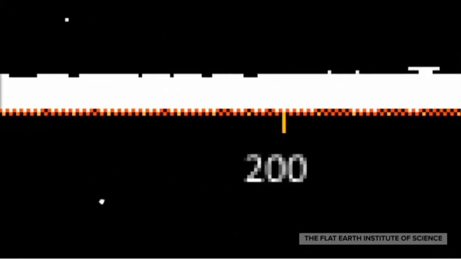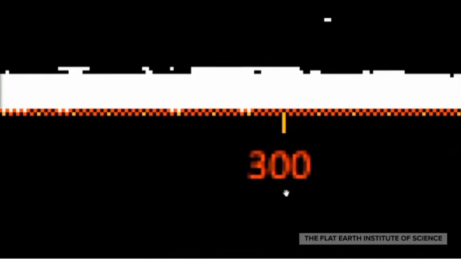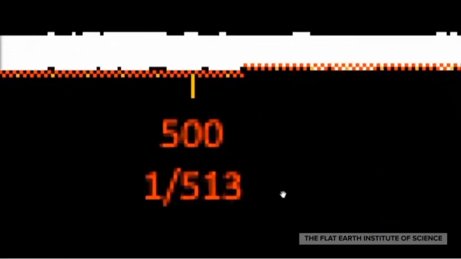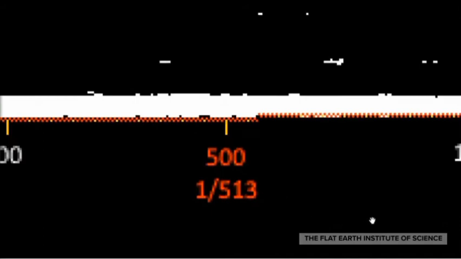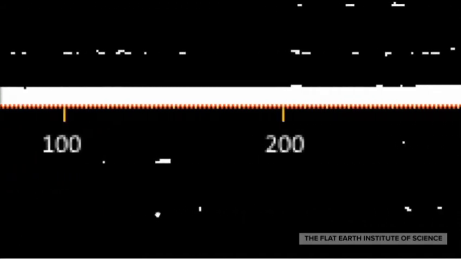Now we're starting over. 200, 300, but it's still straight, so we'll continue on. 400, 500. Oh, now it's moving up. So our new rate of curvature is 1 out of 513. Starting over. 100, 200, 300, 400. And as we see, it's kind of in the middle of the beam, but it's still straight, so we'll keep going. 600, 700, 800, 915. We're definitely seeing curvature here, but it's curving at an uneven rate.